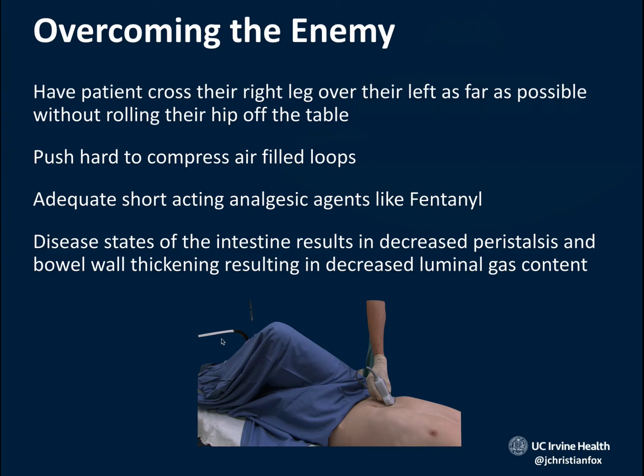One of the things you can do is have the patient take their right leg and cross it as far over as possible, their left leg. And I think what this does is it makes it easier to compress loops of bowel, because that's what you're really trying to do to get to the pathology. Normally loops of bowel should be easily compressible, but when there's pathology there, disease states of the intestine result in decreased peristalsis, bowel wall thickening, less gas within the lumen of these bowels. And so when you're compressing these abnormal loops of bowel, you can really see the pathology there: the small bowel obstruction, the appendicitis, the intussusception, the diverticulitis.